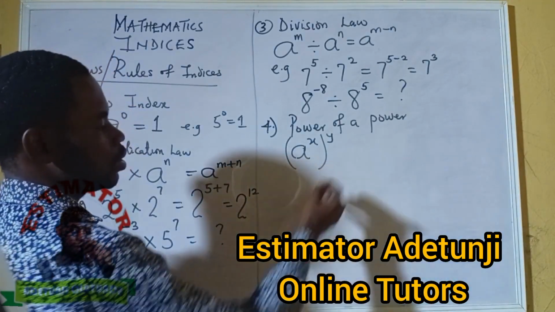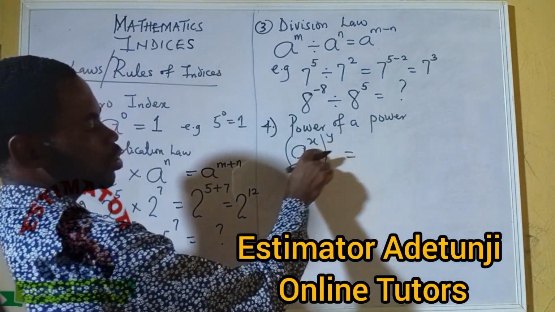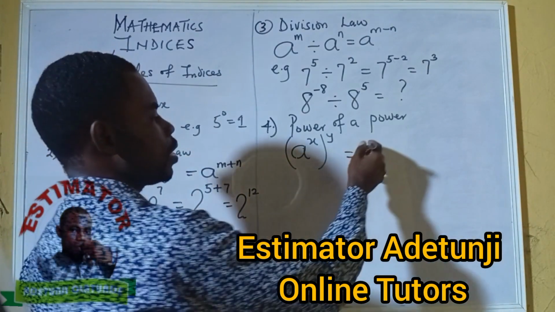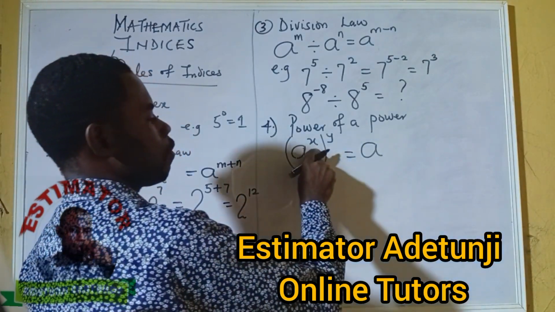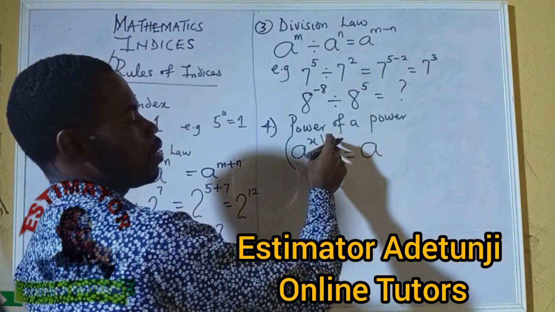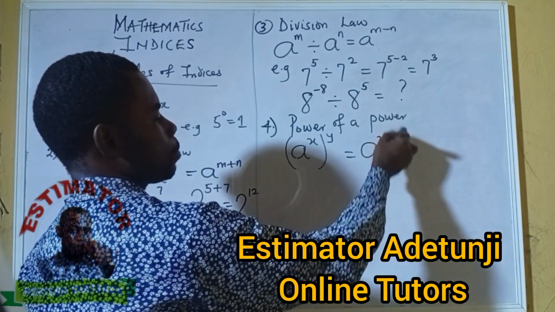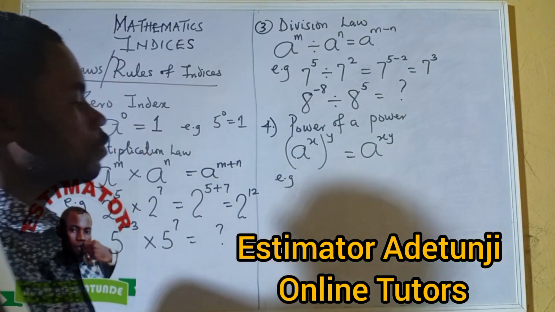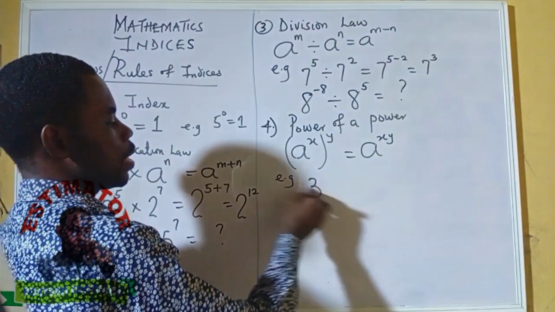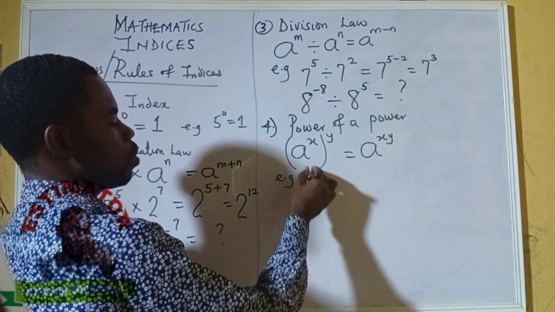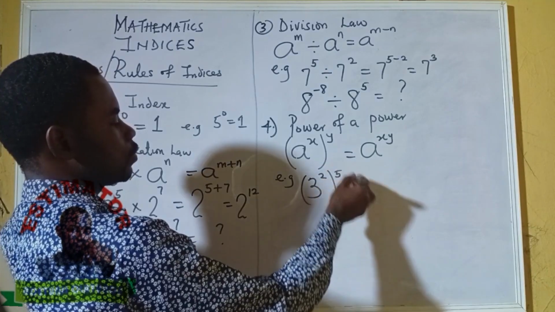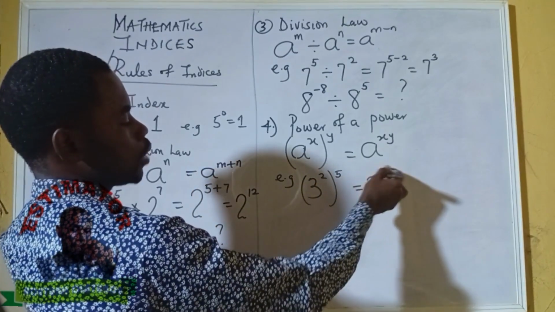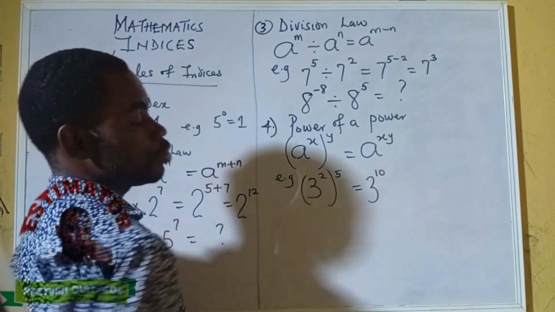So what am I saying now? In this situation, since bracket is the one separating the powers, bracket means multiplication. So indirectly, we are having a exponential x multiplied by y. That is xy. What am I saying? Application, example. If I'm having 3 exponential 2 exponential 5, what will be my answer? That is, I'm having 3, 2 times 5, that is 10, and that's the result.